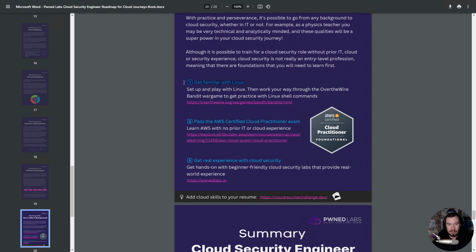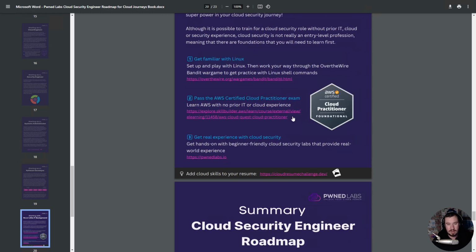So what should we do? Get familiar with Linux, set up and play with it, and work through the OverTheWire wargames to get practice with Linux shell commands. Personally, I have never done OverTheWire. I've heard good things about it, but from my own experience, TryHackMe has an incredible beginner cybersecurity path that will also teach you the fundamentals of using Linux and the fundamentals of security.